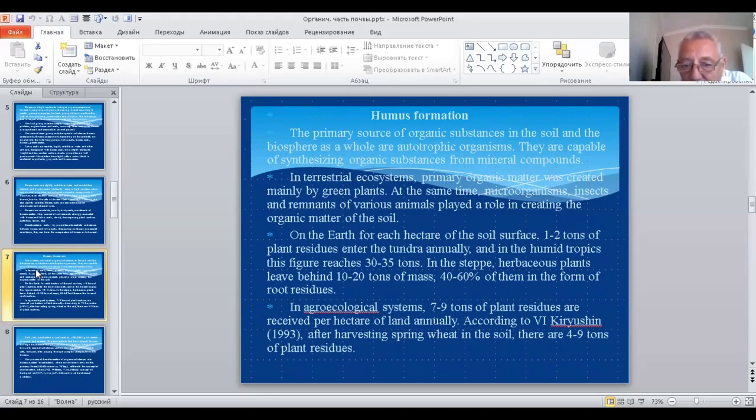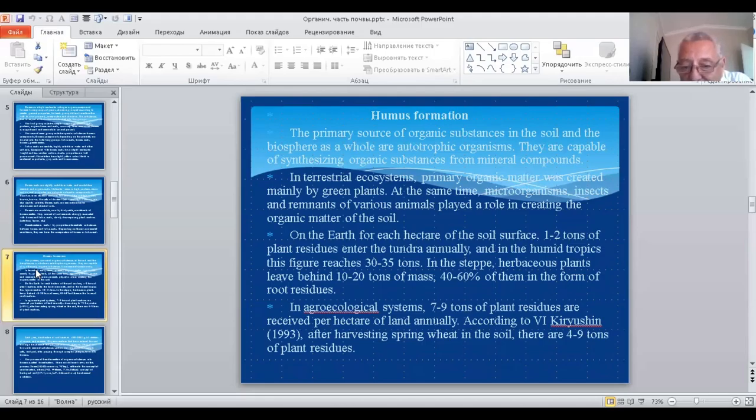On the earth, for each hectare of the soil surface, 1 to 2 tons of plant residues enter the tundra annually. And in the humid tropics, this figure reaches 30-35 tons. In the steppe, herbaceous plants leave behind 10-20 tons of mass, 20-60% of it in the form of root residues.